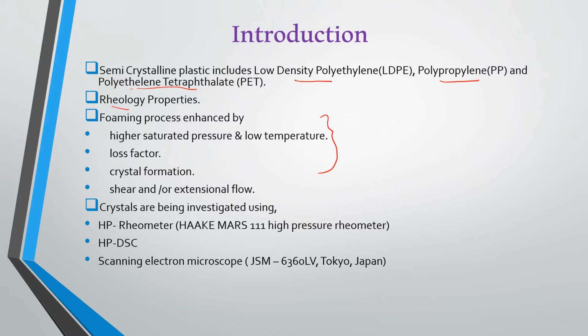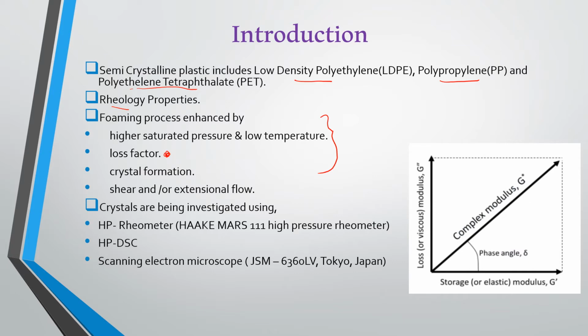We need to understand a bit more about the loss factor to understand this article. This is a good graph to understand how the loss factor affects polymer foaming. The loss factor, given by the ratio of loss modulus to storage modulus, defines how well the foaming process will occur. If we take a gradient on this graph, tan delta equals G double dash over G dash. G double dash represents the loss modulus, and G dash represents the storage modulus.